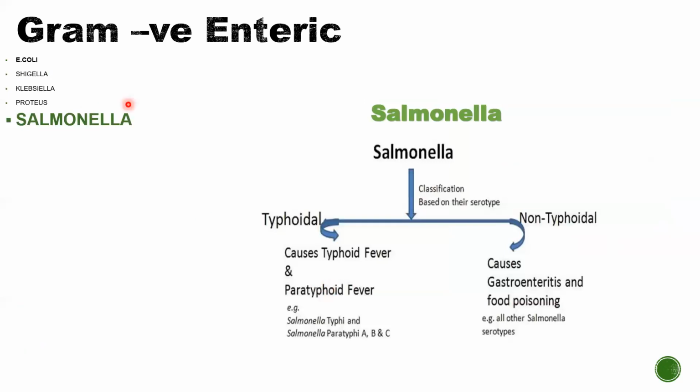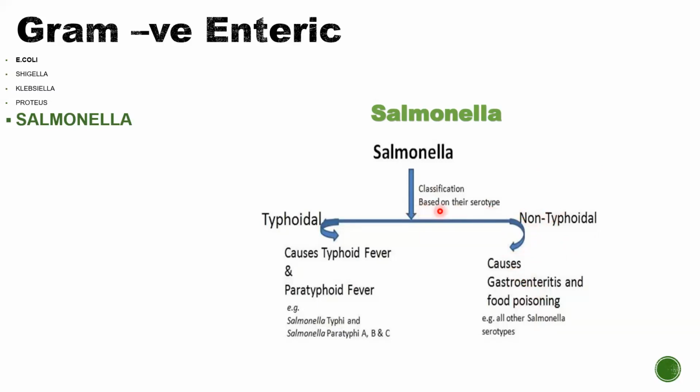Now, Salmonella also has two types. We have the typhoidal and the non-typhoidal. Typhoidal is the one that causes typhoid fever. The non-typhoidal just causes gastroenteritis and food poisoning. This is very easy to remember because everyone says don't eat raw cookie dough, you'll get salmonella. So this is very known for its food poisoning when you consume raw food, like raw eggs, raw chicken, raw meat, if it's not cooked properly. So this is the non-typhoidal strain.